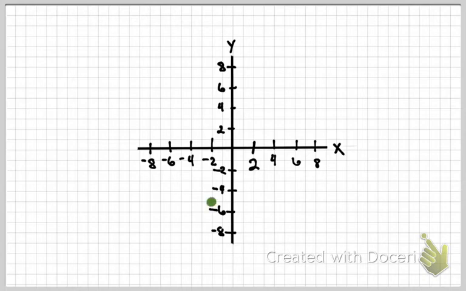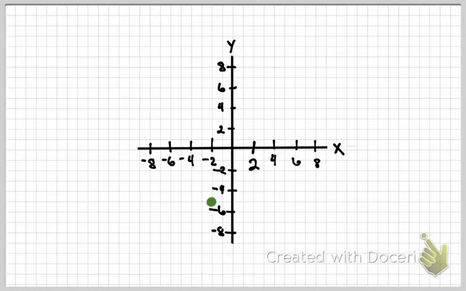So the very first point is -2, -5. Did you plot a point there? Okay. All right, so here's what we're going to do. I need you to go to your first table on your notes. And now we're going to follow the ordered pairs.